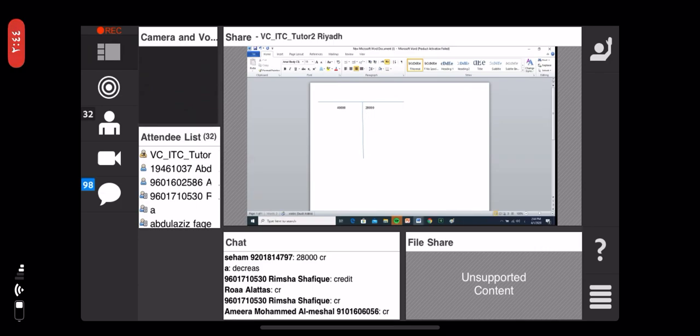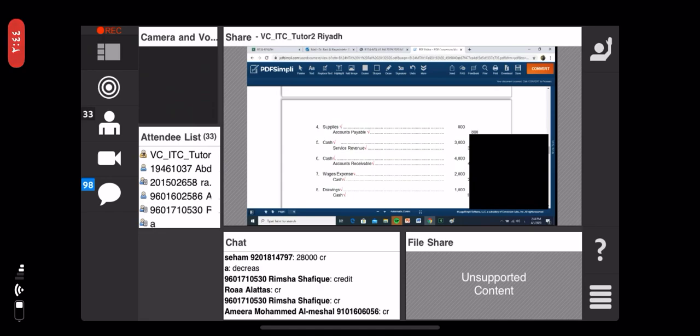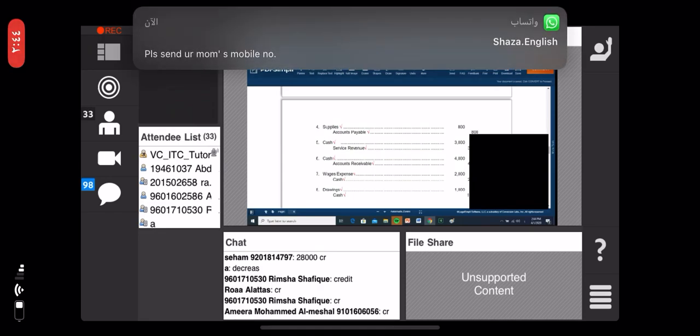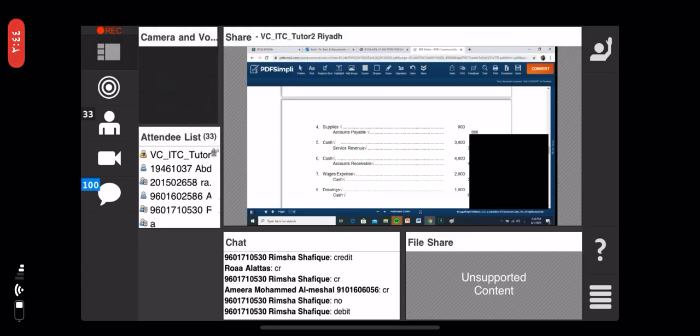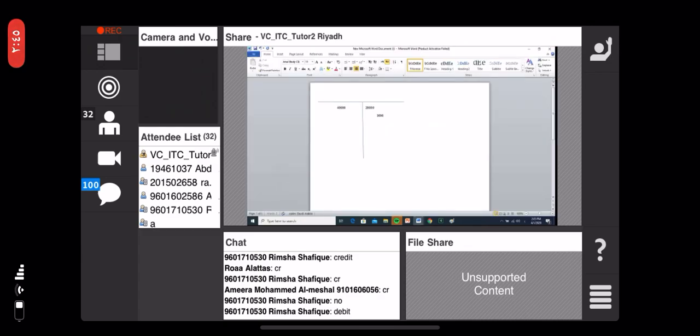3,000 here in the credit side. We return back to our questions. We check transaction number 4: we don't have cash in number 4. Number 5, we have cash as debit or credit? Debit, 3,000. And number 6, we have 4,000. Number 7, we have 2,000 credit. Number 8, we have 2,000 credit. So for number 5 and number 6, we have 3,000 and 4,000 debit. So we will go to the debit side here and put 3,000 and 4,000.